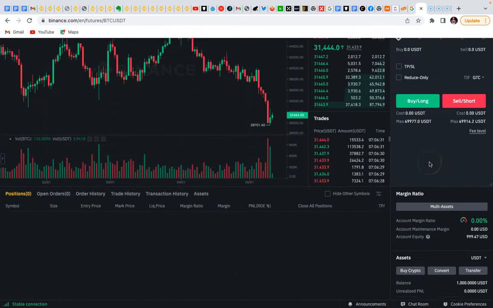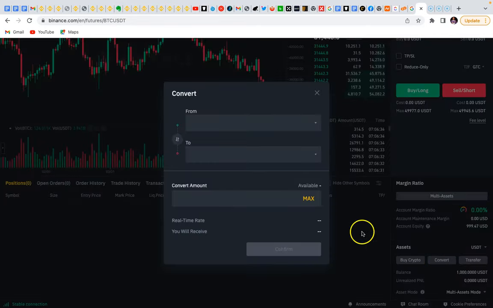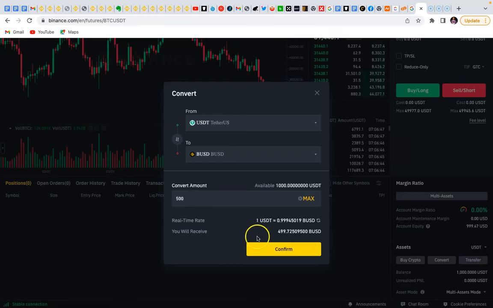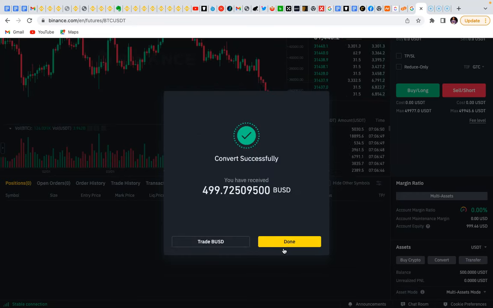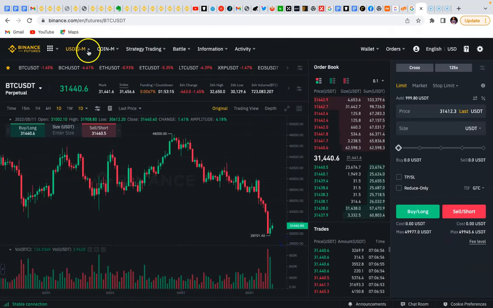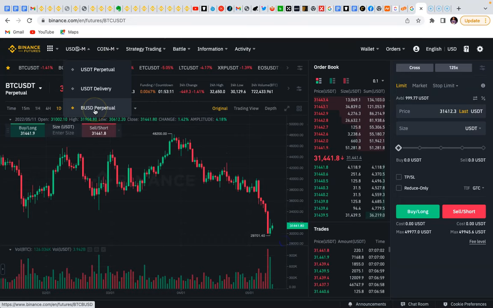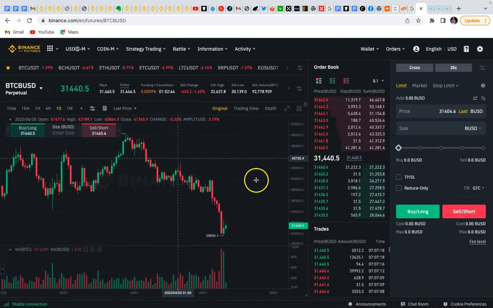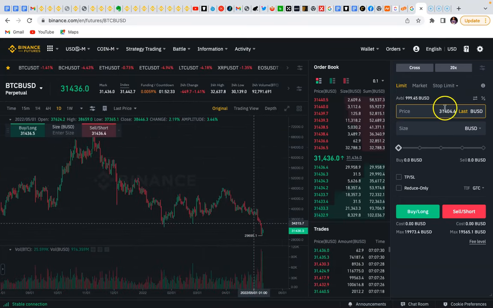So I'm going to convert some of my USDT to BUSD. Okay, so it's going to be a 50-50. Convert 500 USDT to BUSD. Confirm. So I now have $500 in USDT and $500 in BUSD. So I'm going to switch this now to BUSD perpetual. With this, I will be trading BUSD margin pairs as well as USDT pairs.